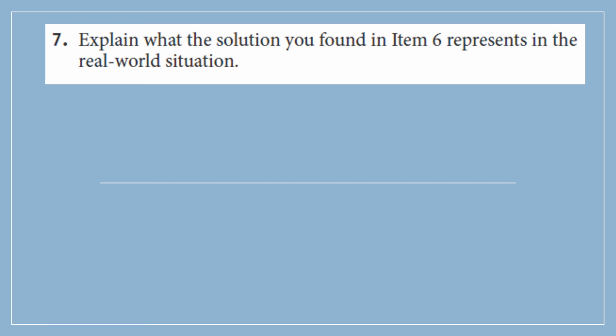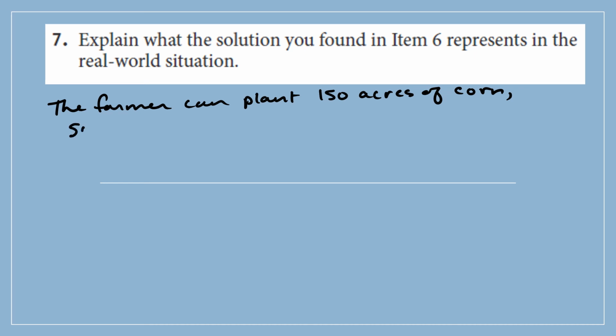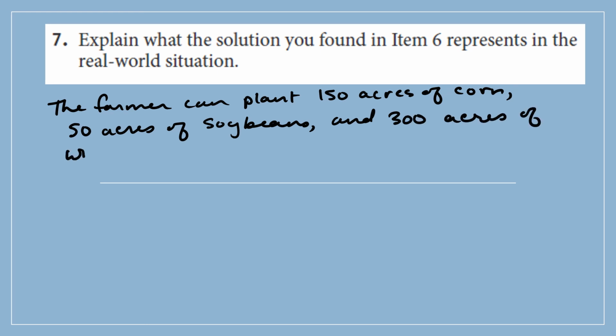So we already sort of did explain this. The farmer can plant, what was it, 150 acres of corn, 50 acres of soybeans, and 300 acres of wheat to meet his requirements, because his requirements are that he has twice as much wheat as corn, and he has 500 acres total, and it needs to all add up to, with the cost of each crop, 119,000.